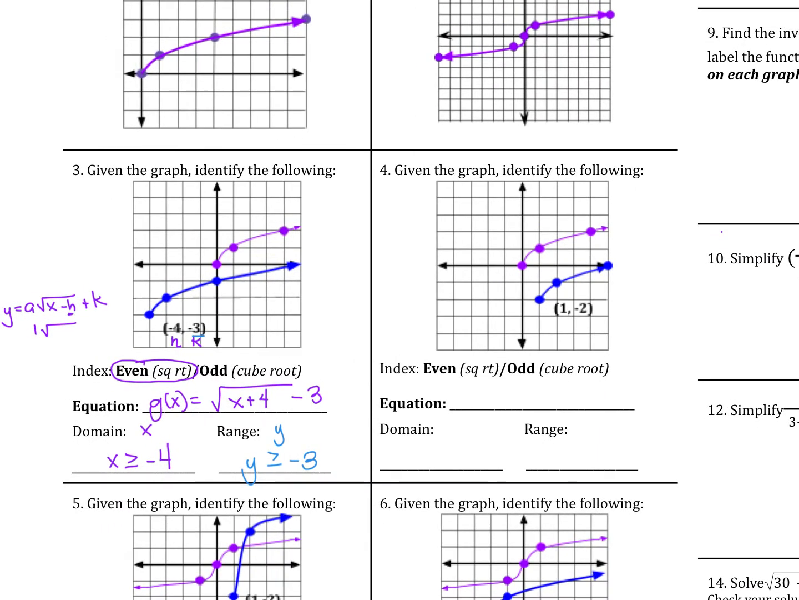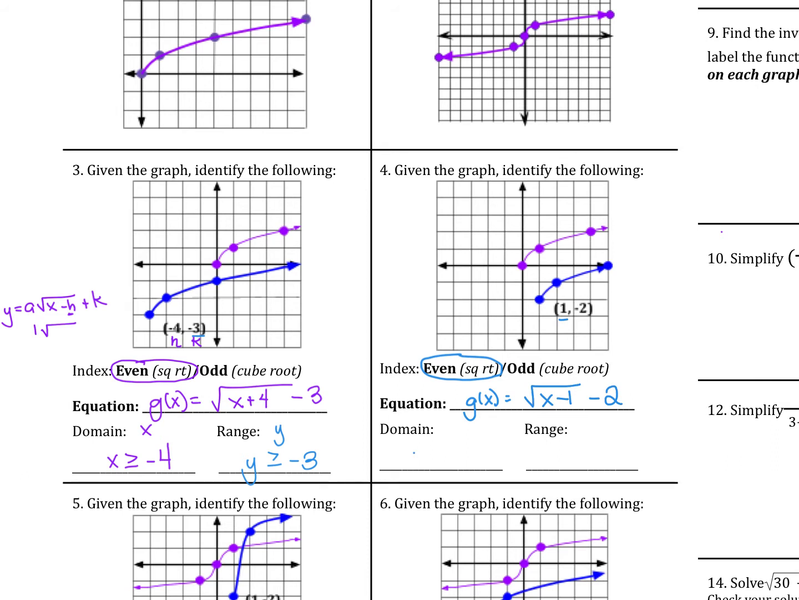So for this next example, this is also an even one. It's square root. And so our equation is g of x. So it's shifted right 1. It's not stretched any because it's up 1, right 1. So therefore it is the square root of x, right 1 is minus 1 inside, and a minus 2.